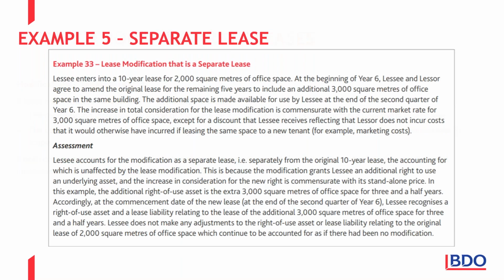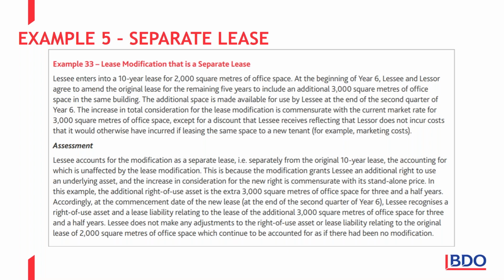If we look at an example on this one, how would we deal with it? So lessee enters into a 10-year lease for 2,000 square meters of office space at the beginning of year 6. The lessee and the lessor agree, so it's a modification. They agree to amend the original lease for the remaining 5 years to include an additional 3,000 square meters of office space in the same building.